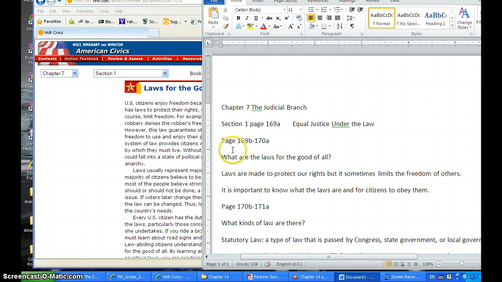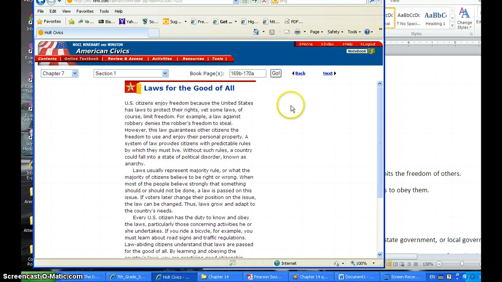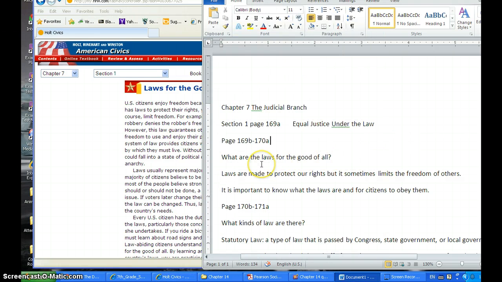So what I did was I wrote down the page number, so page 169B, 170A, and I took this title, Laws for the Good of All, and I put it into a question. What are the laws for the good of all? So laws are made to protect our rights, but sometimes they limit the freedom of others, and it is important to know what the laws are and for citizens to obey them. So these are the two important things that I took from this reading section that answers the question, okay?